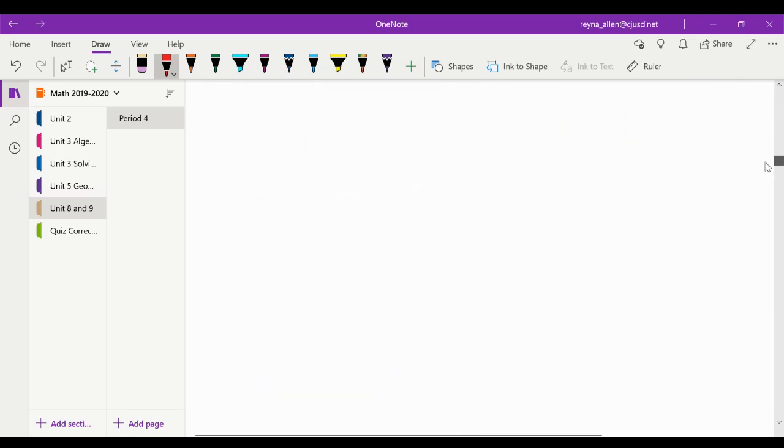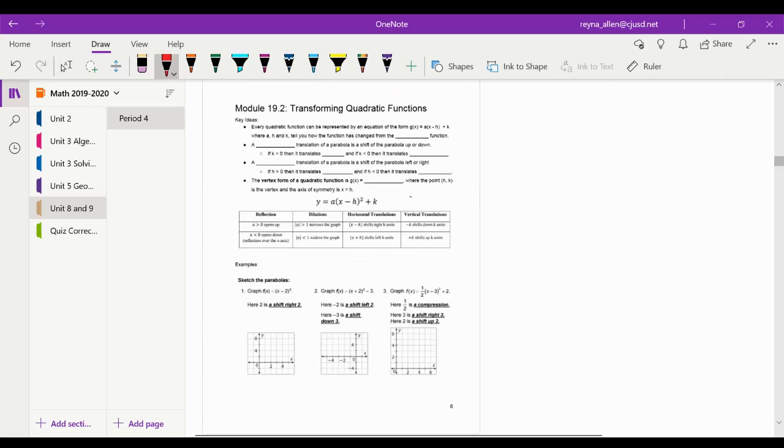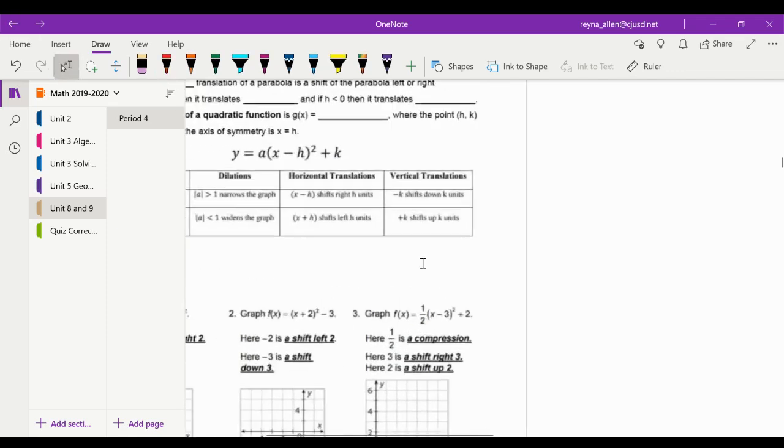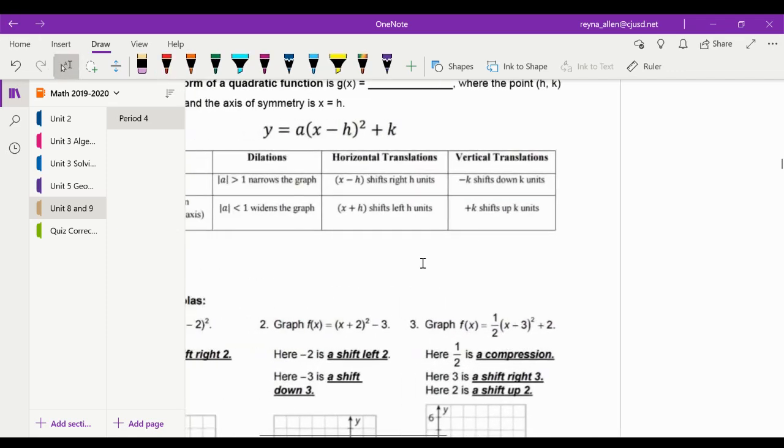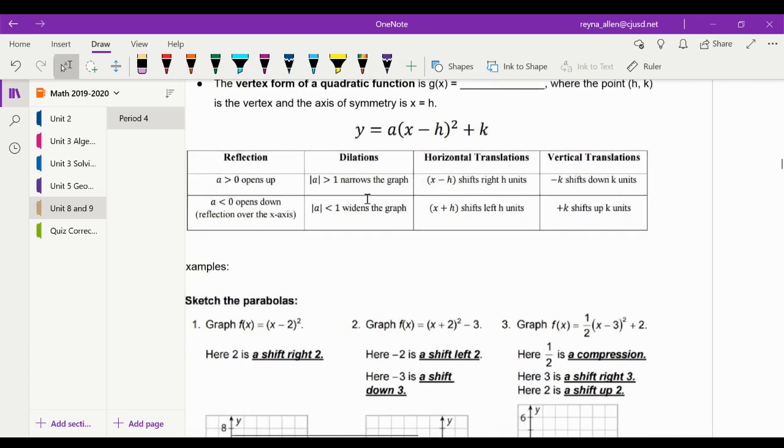We said that, let's zoom in. Your h will move your parabola either left or right. Your k will either move it up or down. Your a will either flip it up or flip it down. If it's positive, it will open up. If it's negative, it will open down. And then it could either make it fat or skinny.